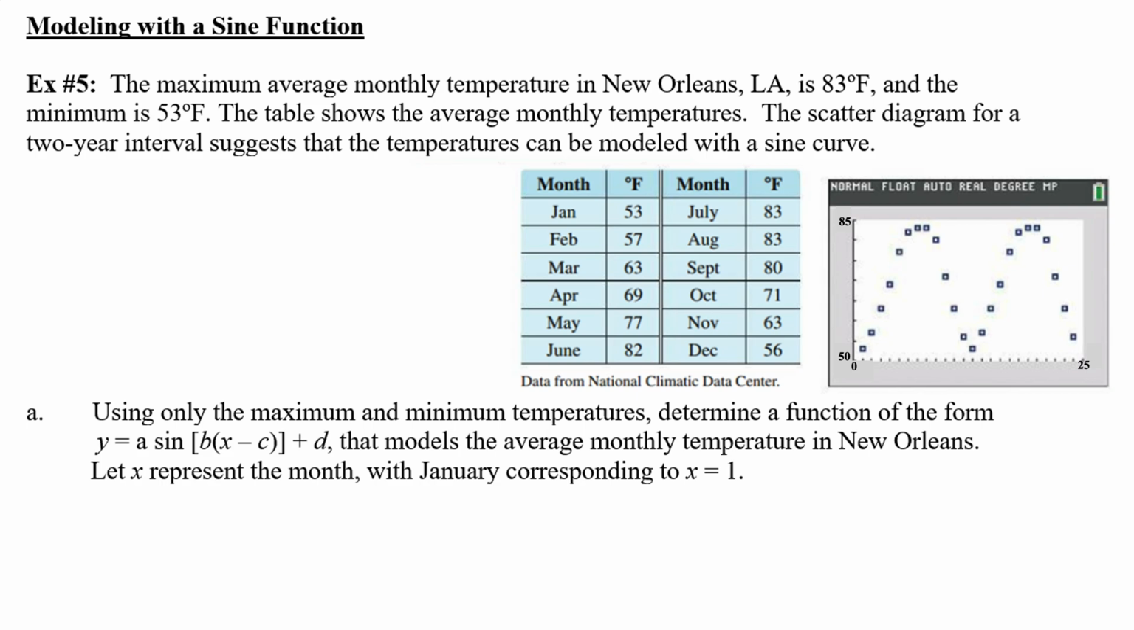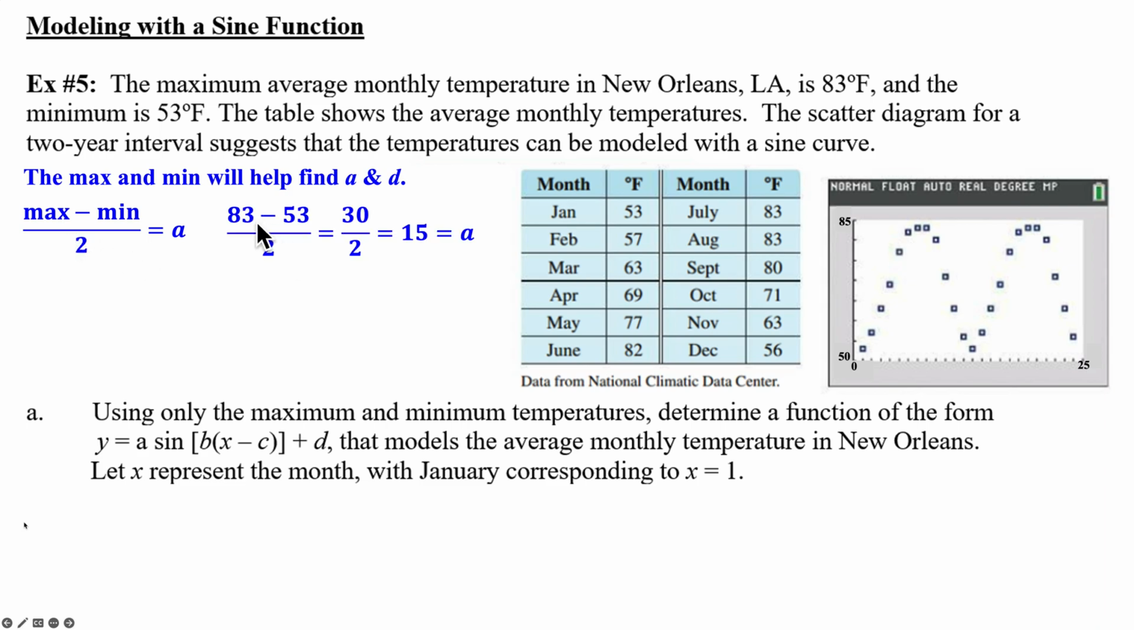So the first thing we want to do is take the max and the min values. We're going to find our A and D. To find A, we are going to use the definition of amplitude. Take the high temperature, take the low temperature, subtract the two, and divide by 2. So 83 minus 53, max minus min, divided by 2, 30 over 2 is 15. So that's my A value.